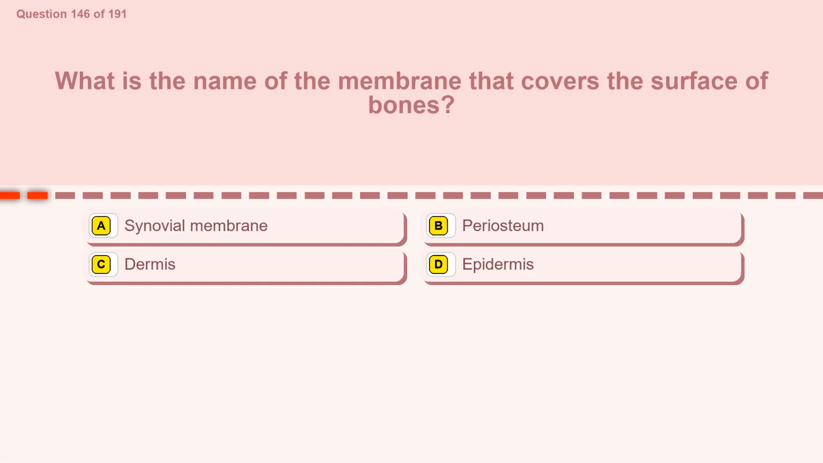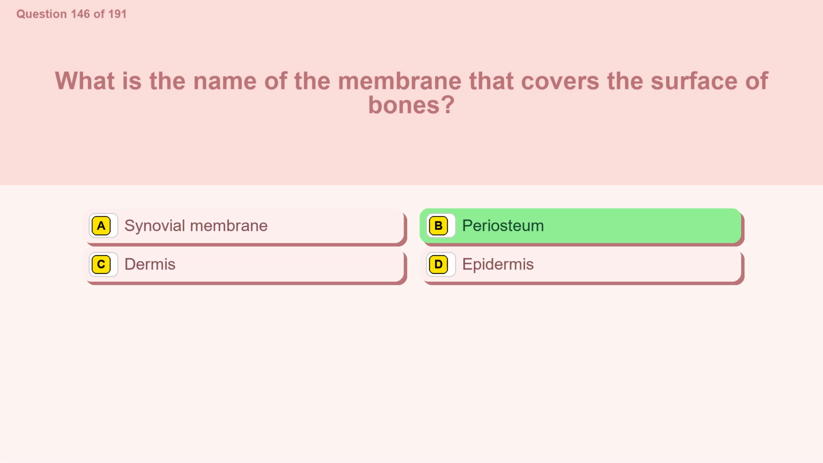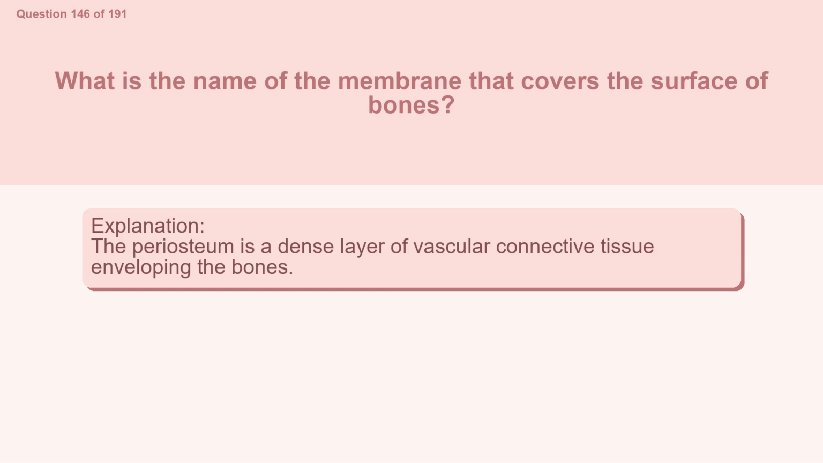Question 146. What is the name of the membrane that covers the surface of bones? Option A, a synovial membrane. Option B, periosteum. Option C, dermis. Option D, epidermis. The correct answer is option B, periosteum. The periosteum is a dense layer of vascular connective tissue enveloping the bones.